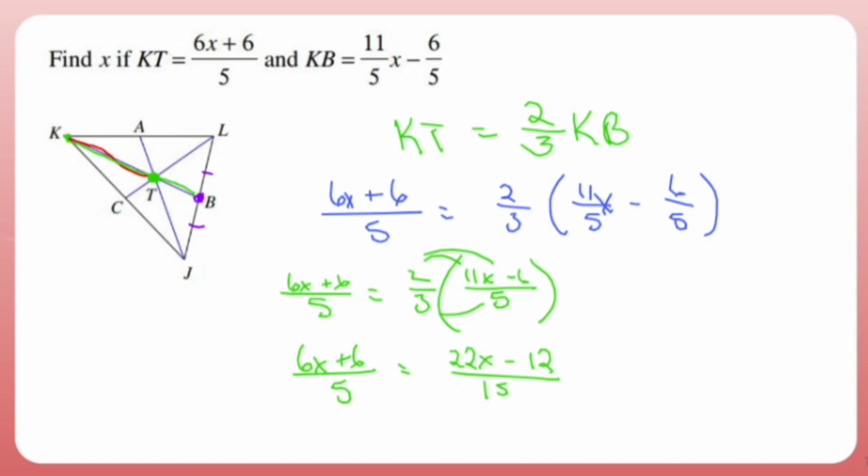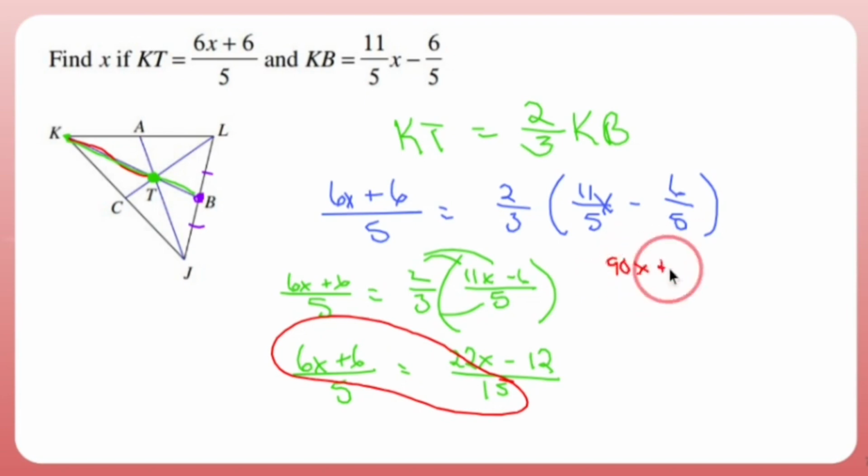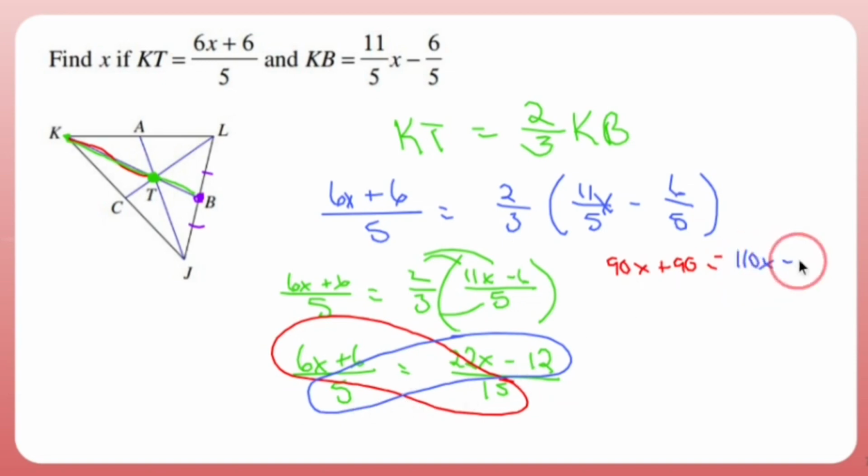Now what I'm going to do is I'm going to crisscross applesauce. That's why I combined things in the first place. I'm going to multiply 15 to 6x plus 6. 15 times 6 is 90, so that becomes 90x, plus 90. I'm distributing 15 to both of these. 15 times 6x is 90x. 15 times 6 is 90, equals. I'm going to crisscross applesauce again. 5 times 22 is 110x. 5 times negative 12 is negative 60.